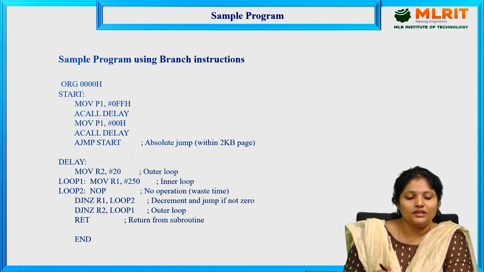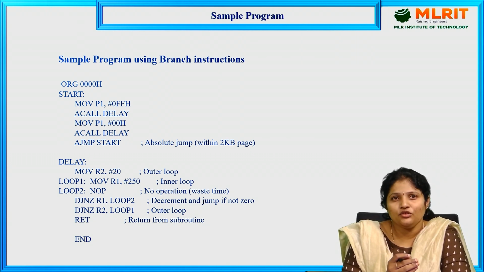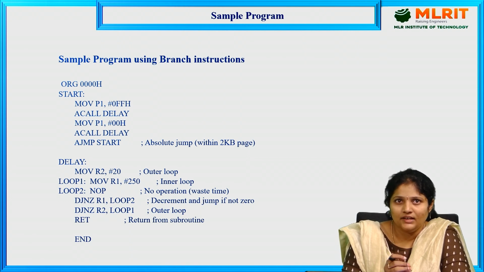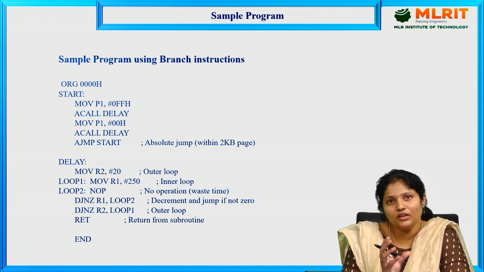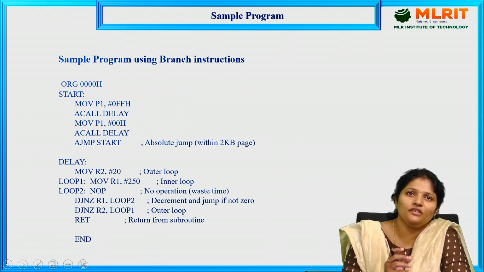So coming to the sample program using these branch instructions. Now I will blink on and off port 1. I am using one example with LEDs. First I want to turn the LEDs on, and I need to give some delay, and then they will turn off. So it will run repeatedly. How will we write the program using these branch instructions?